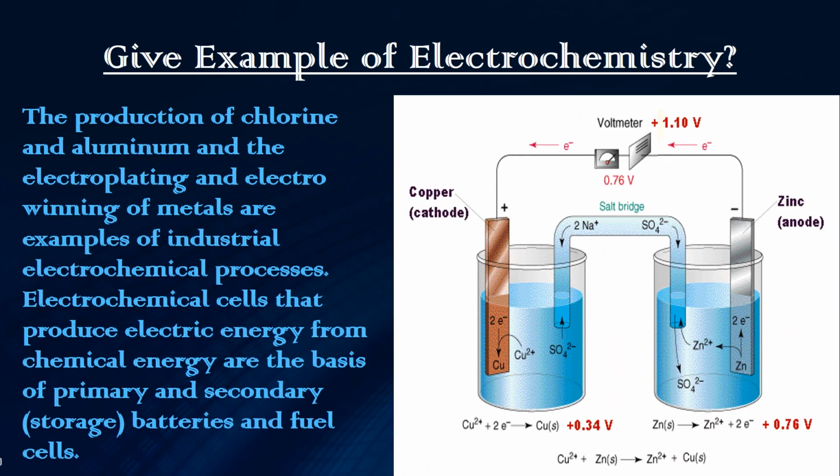The fifth question is, give example of electrochemistry. The production of chlorine and aluminum and the electroplating and electrowinning of metals are examples of industrial electrochemical processes. Electrochemical cells that produce electric energy from chemical energy are the basis of primary and secondary storage, batteries and fuel cells.